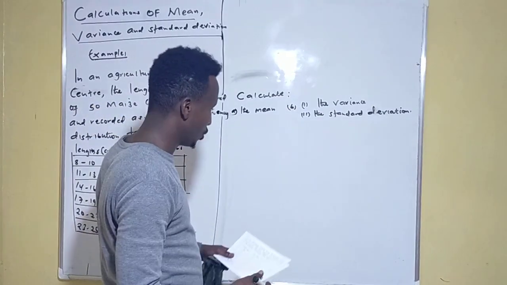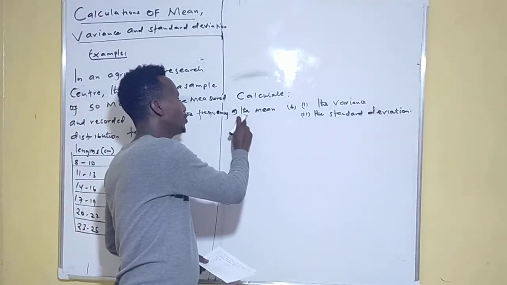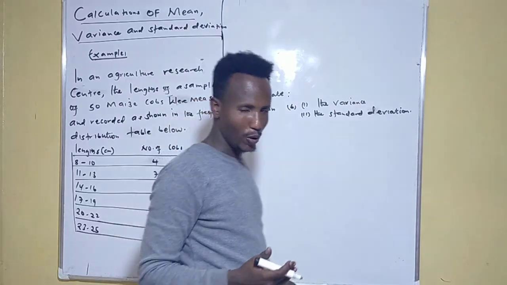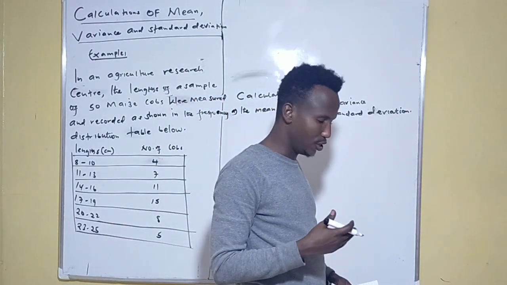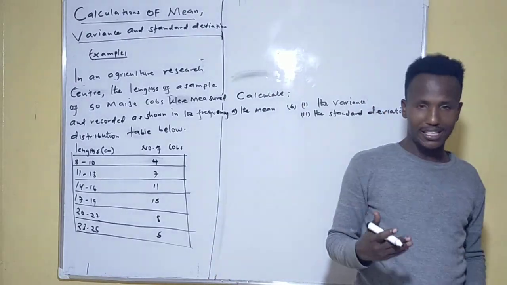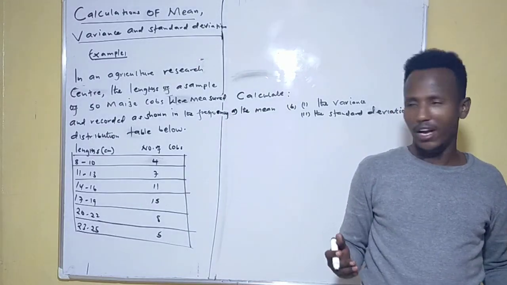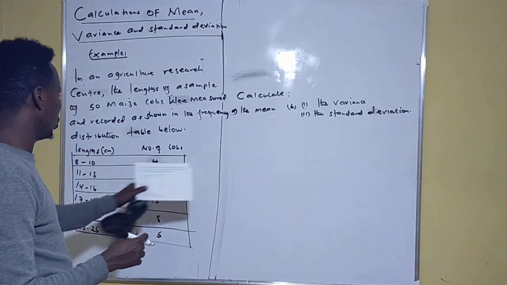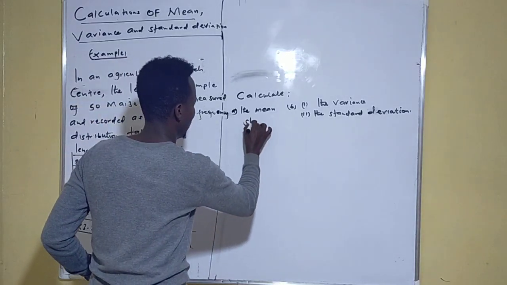Now, in such a scenario, it is very easy. The moment you see the mean, you must come up with fx, because you know that the mean of any distribution without using the assumed mean is gotten as the sum of fx divided by the sum of f. So without wasting time, this table we are going to extend, creating another 3 columns. Let's come to the solution here.